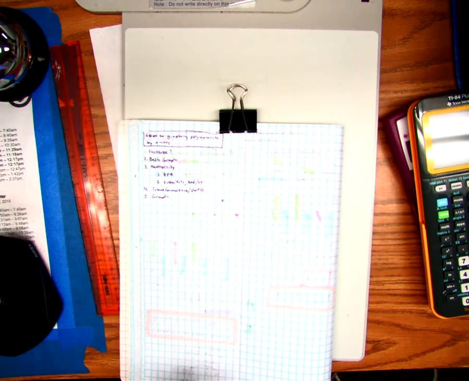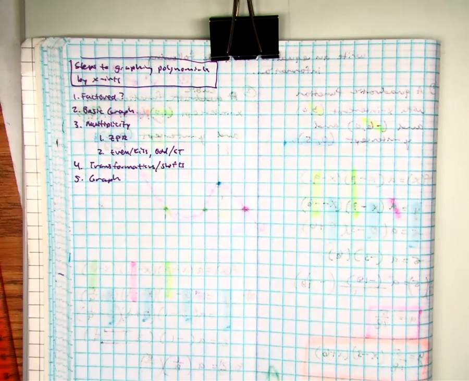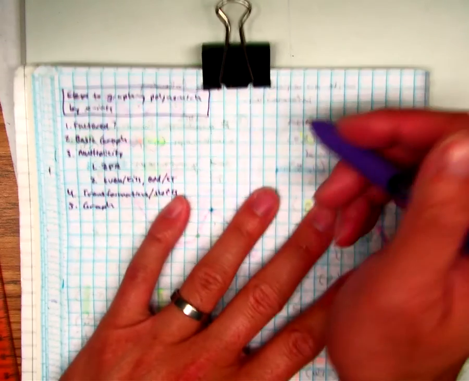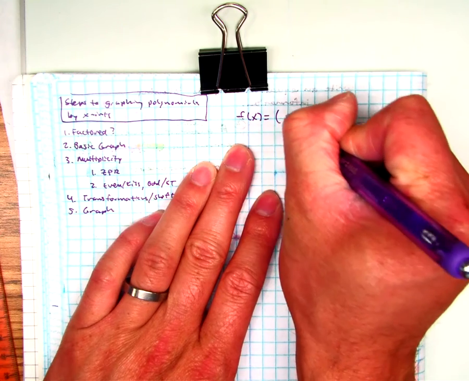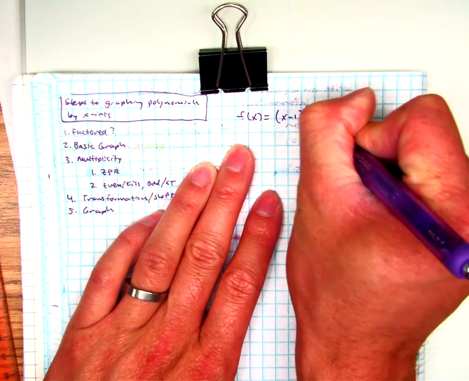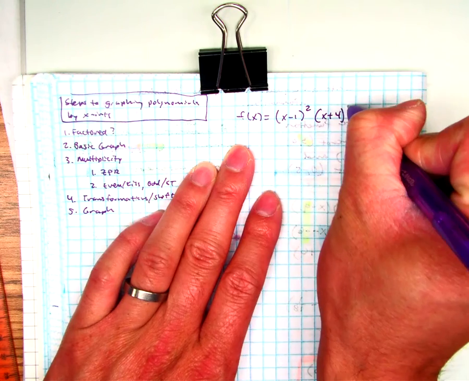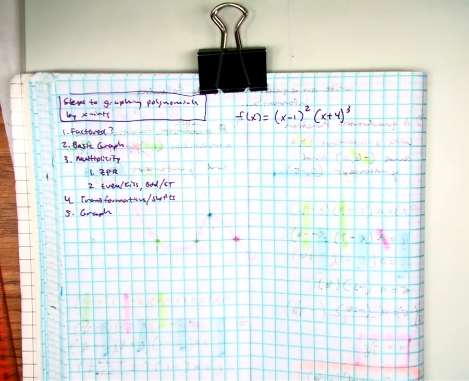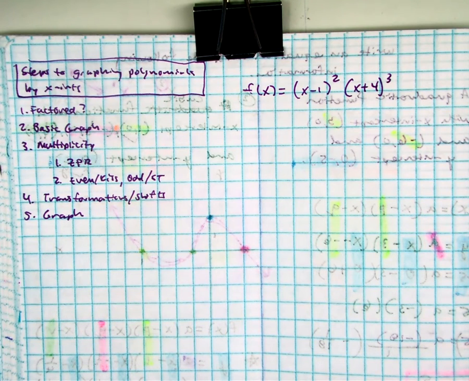So let's get an example here. I just wrote down the steps. Here's our example: f of x equals (x minus 1) squared times (x plus 4) to the third power. So let's just go through those steps.